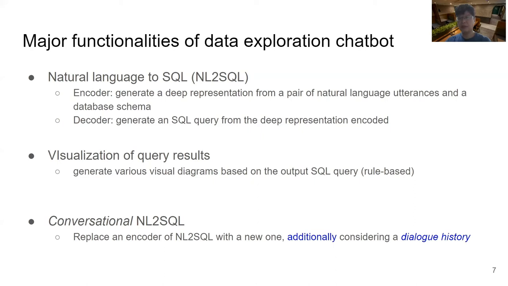The last part is to support conversational NL2SQL. Here, a dialogue history should be considered. Thus, in order to support a conversational functionality, we need to replace an encoder with a new one, which additionally takes a dialogue history. Due to time limit, I mostly focus on the first part in this talk.